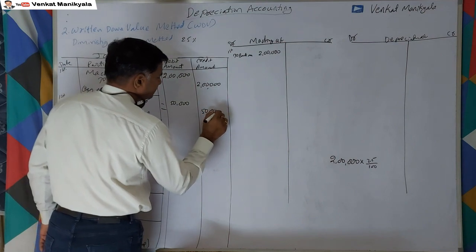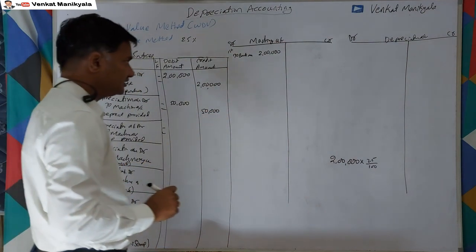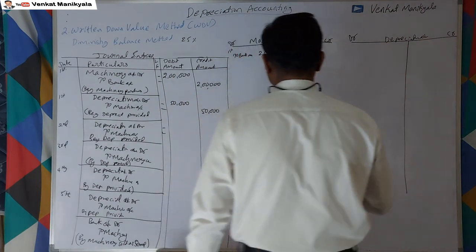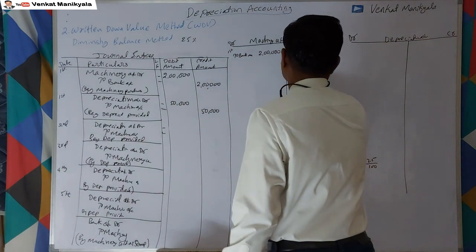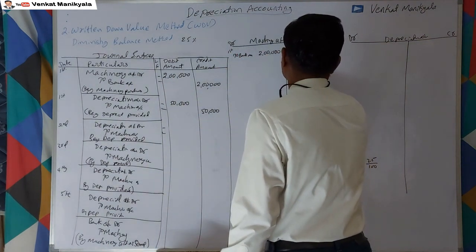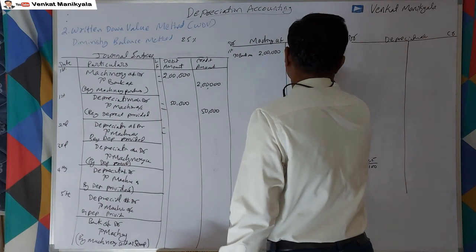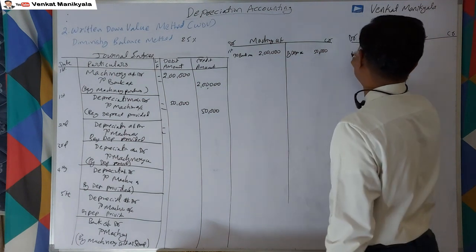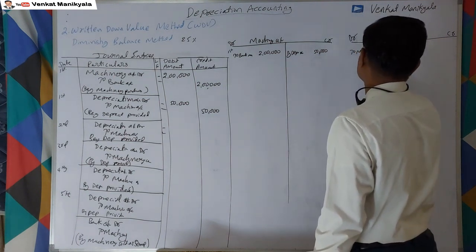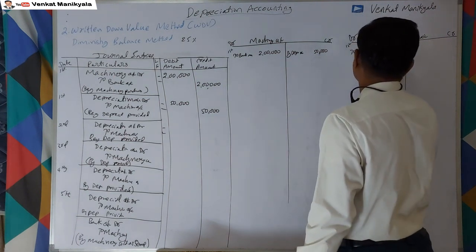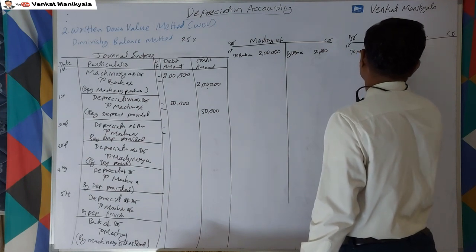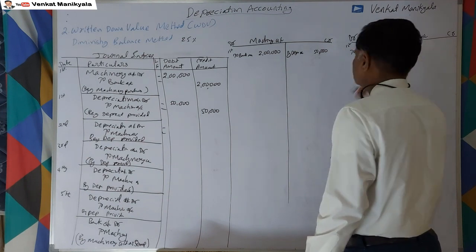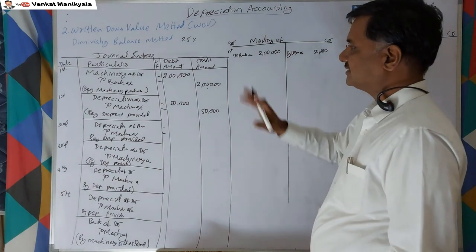If you observe, the value of depreciation in the initial year will be more as compared to the straight line method. So depreciation account is 50,000. In the depreciation account to machinery, this is in the first year, machinery account is 50,000. So these are all the general entries for the first year.